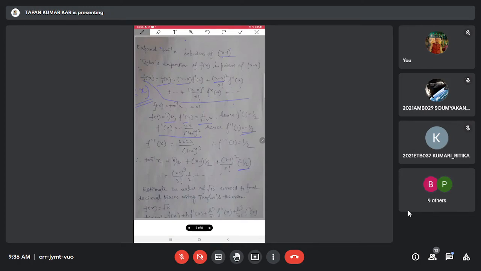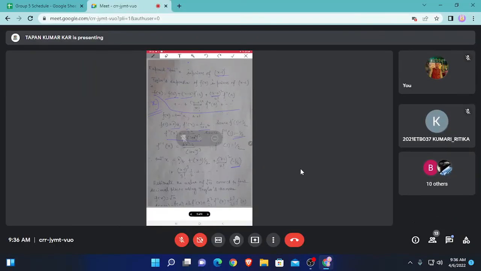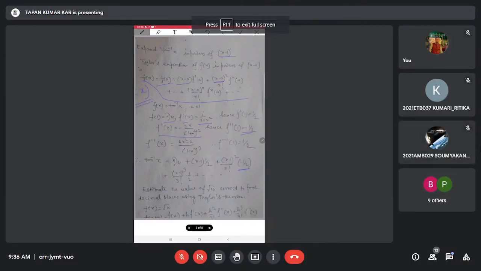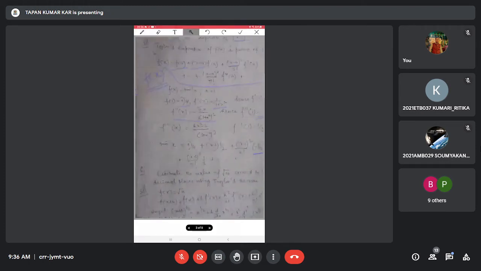Similarly, if you would like one more, you can find f triple dash x, that is the third order derivative of the function, and then substitute here. You will get the expansion of f(x) equal to tan inverse x in powers of x minus 1.